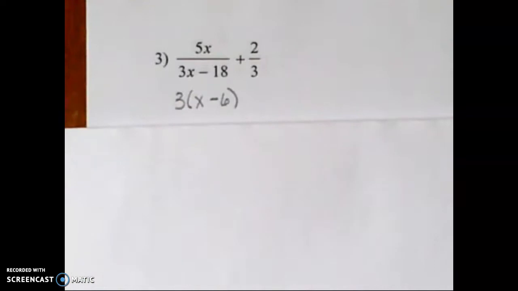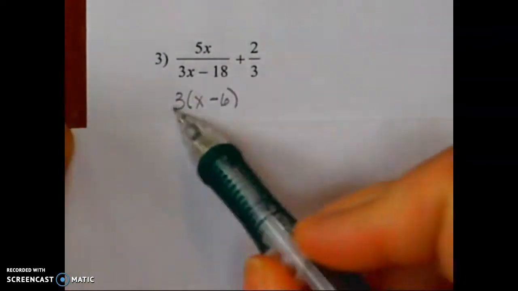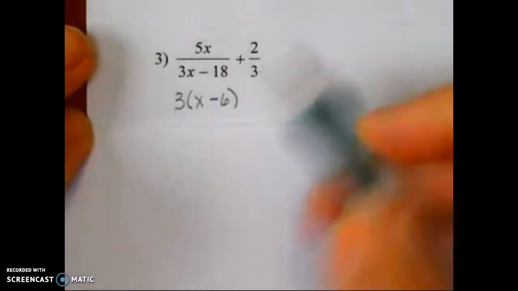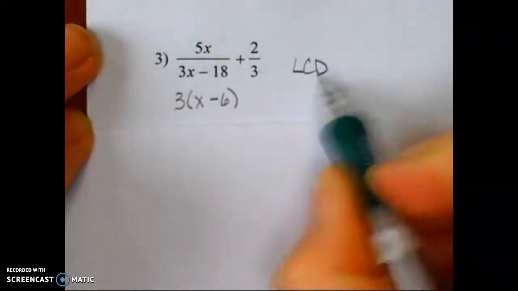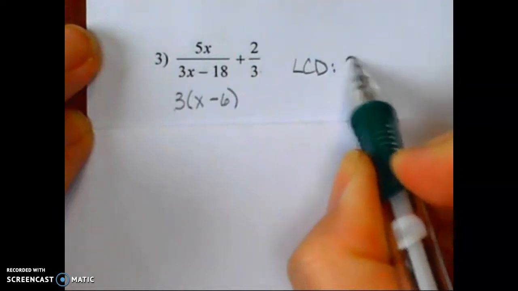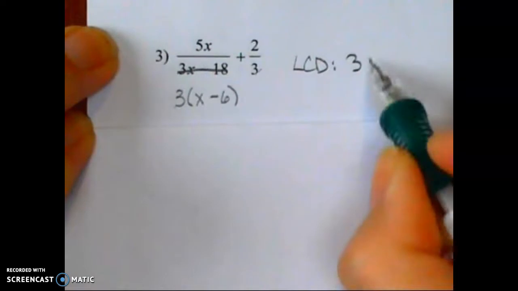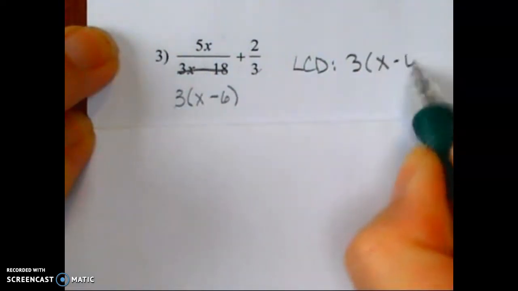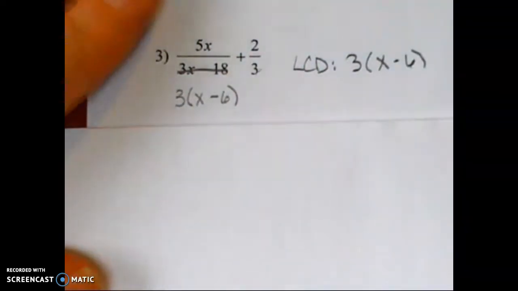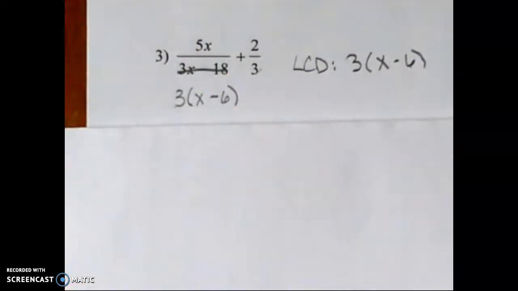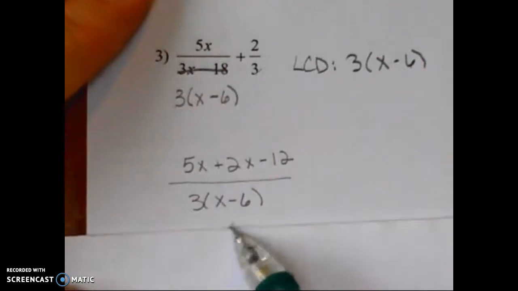So your LCD, you have to have every number, every variable, and every binomial represented. So looking here, my LCD is going to be 3, because that takes care of these 3. That's gone. And then x minus 6. That's my new denominator. So I'll write that underneath. And then there it is written right there.